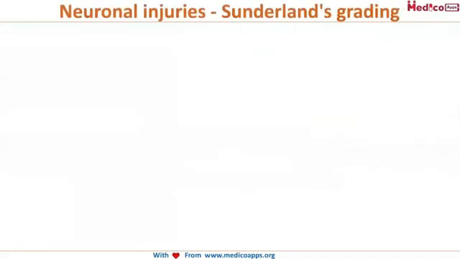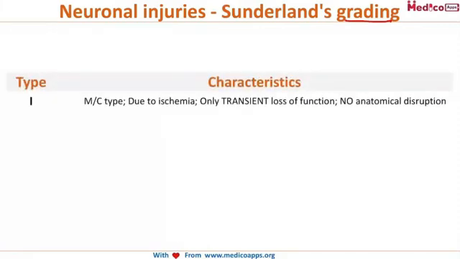So, the second type of classification of nerve injury is the Sunderland's classification. It's basically more of a grading than a classification. Grade 1 is the most common type of nerve injury. It occurs due to ischemia and is a transient loss of function. There is only a transient loss of function in this type of injury, right? There is no anatomical disruption.